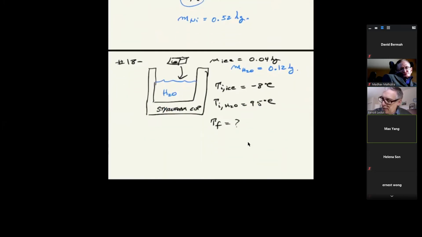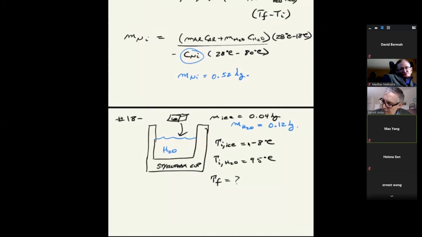Okay, so it's a thermal energy exchange here. It's a heat exchange problem. Since we're not given the specific heat capacity of the styrofoam cup, we don't consider the styrofoam cup. So it's just going to be the water and the ice. The colder body here is of course the ice, and the warmer body is the liquid H2O.